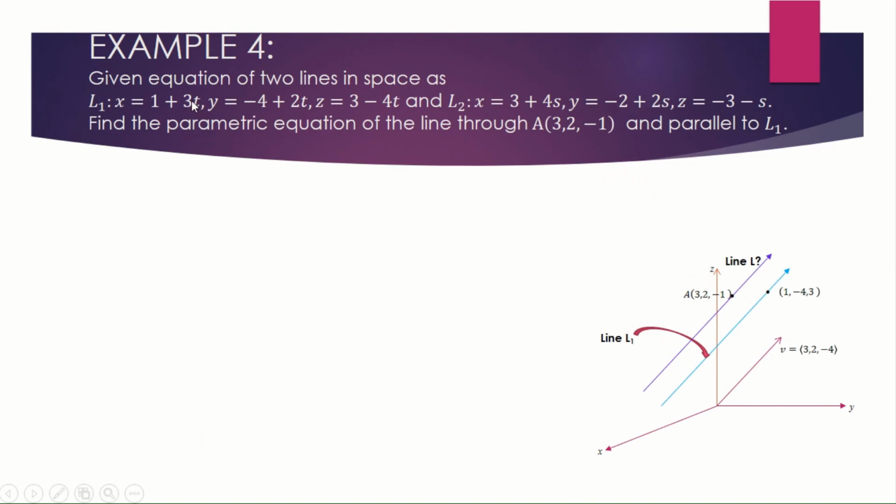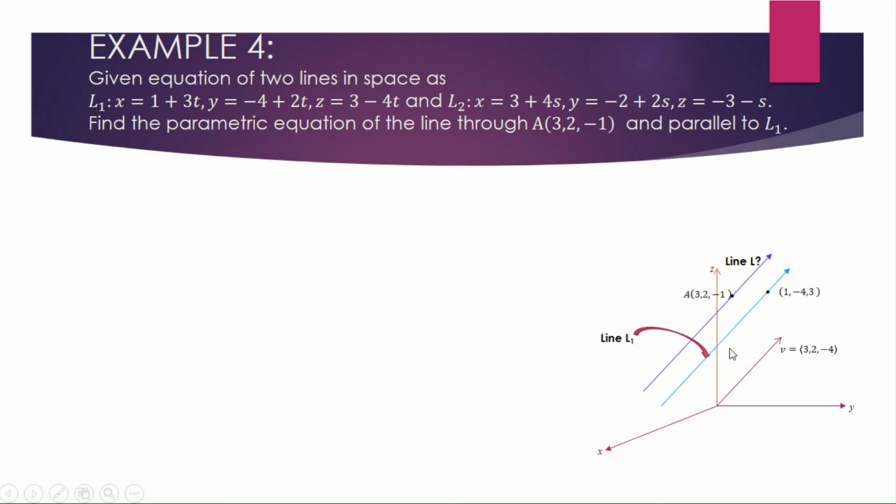Now we give you example 4. Given two lines, line L1 and line L2, the blue one is line L1, and line L is the line for which we are going to find the equation. We want to find the parametric equation of the line through (3, 2, -1) and parallel to L1.